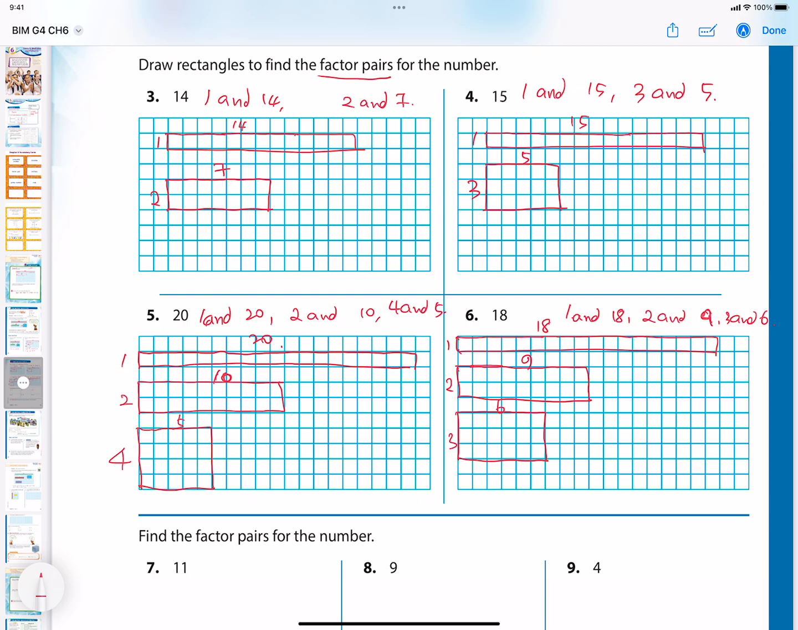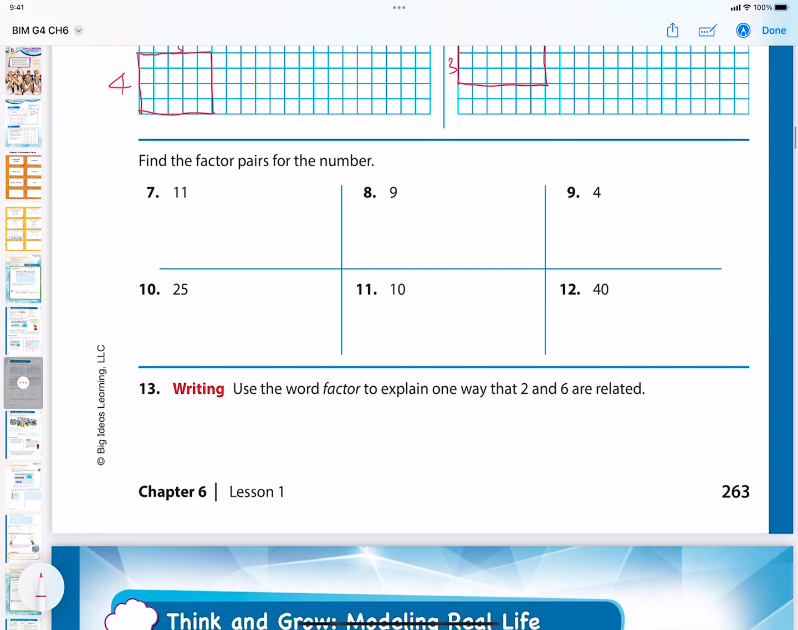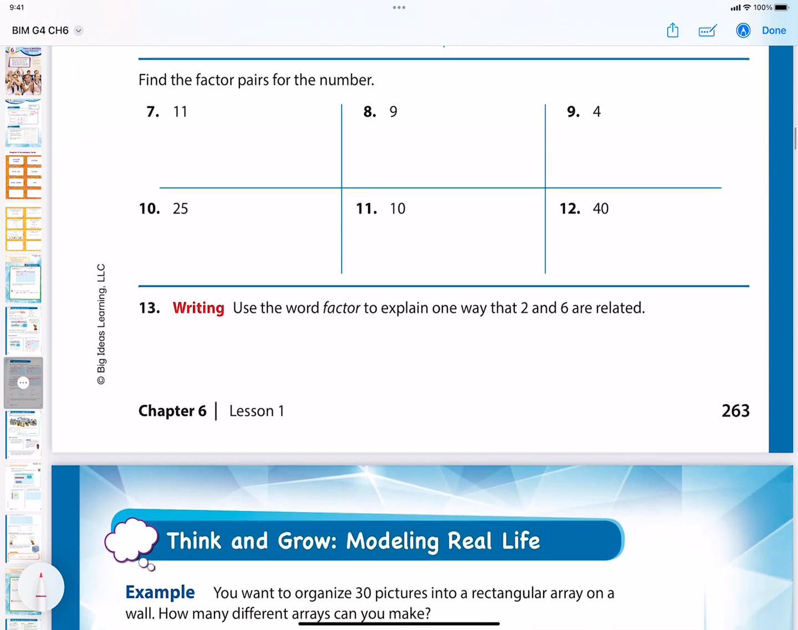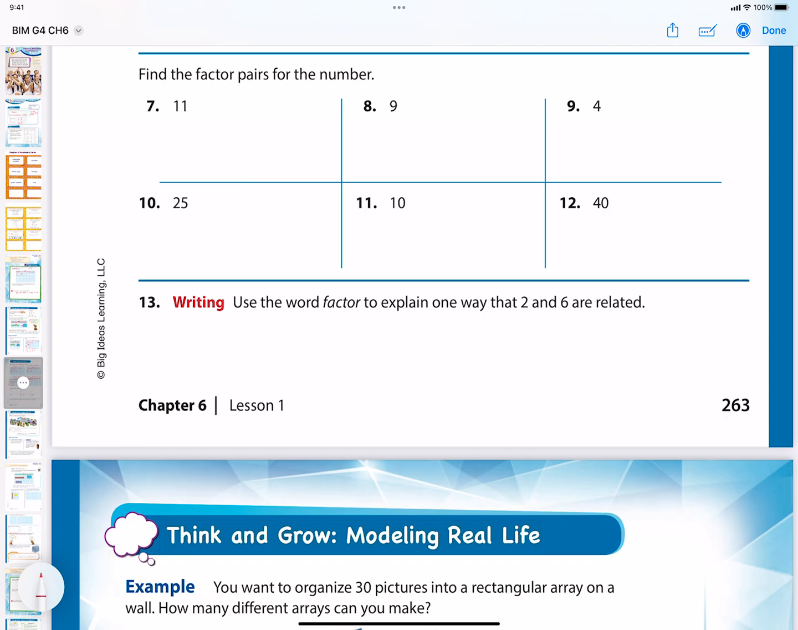Now let's find out the factor pairs for the number 11. So let's find out 1 times 11. I know. What about 2 times something? No, this is an odd number. What about 3? No. 4? No. 5? No. 6? No. So there is only what? 1 and 11, the number itself.